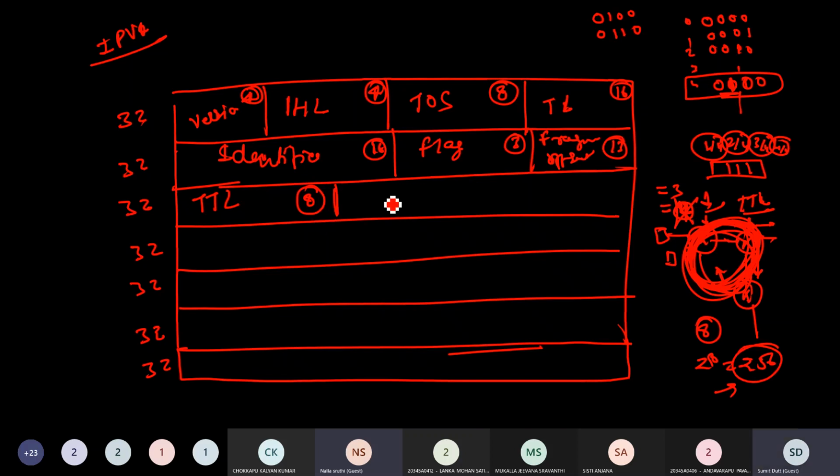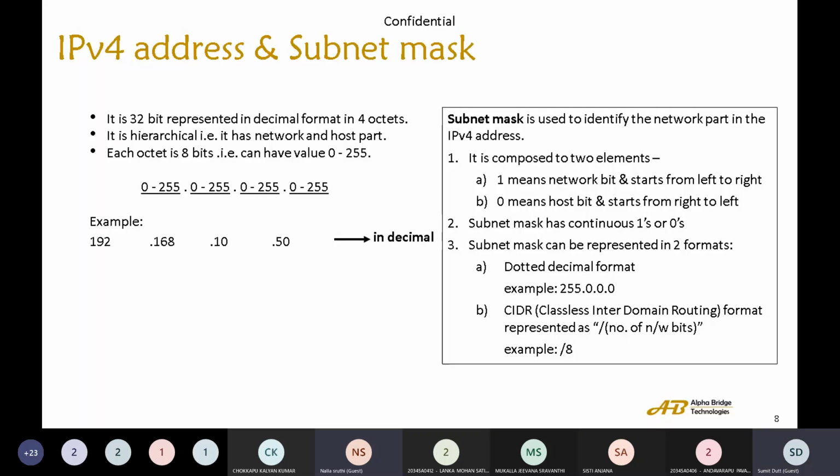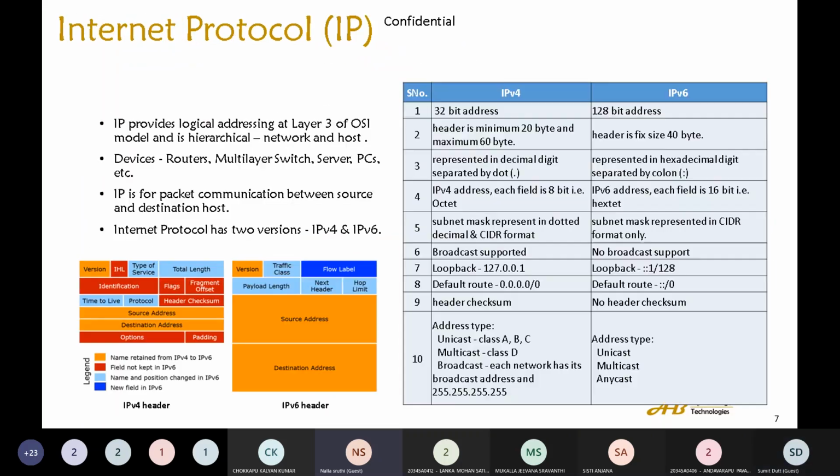Next, another 8 bits tells about the protocol type, which protocol we are using. Oh, I lost the diagram, so let me explain here. Okay, here I have the protocols. So the protocol means whether we are using the TCP protocol or the UDP protocol. So TTL is 8-bit, and protocol is also 8-bit.